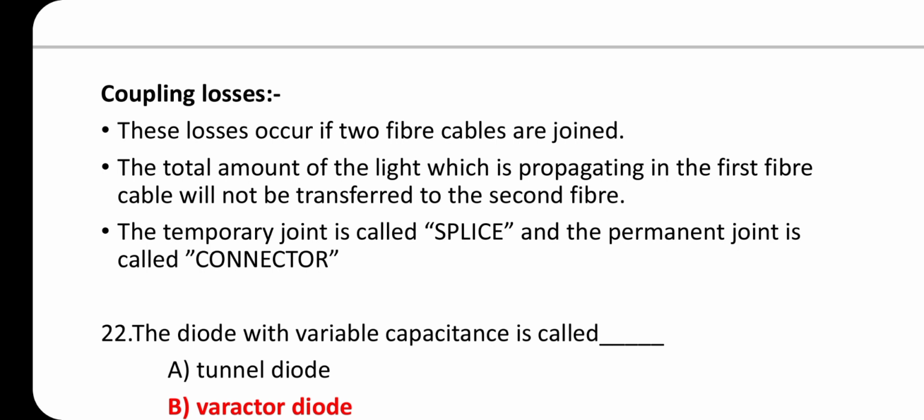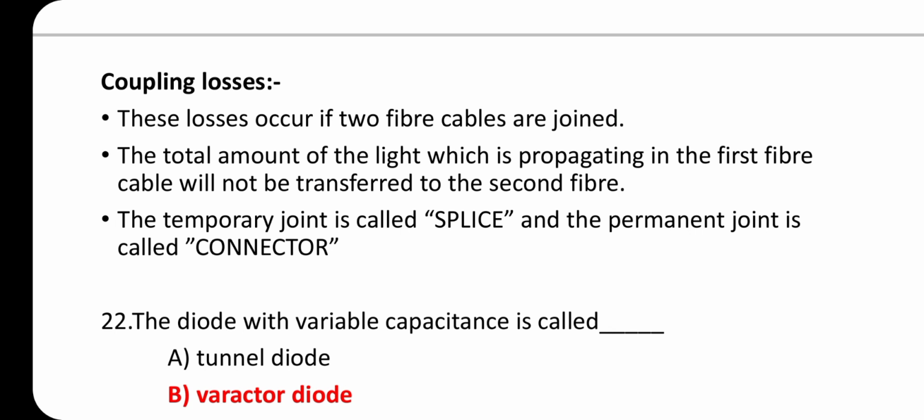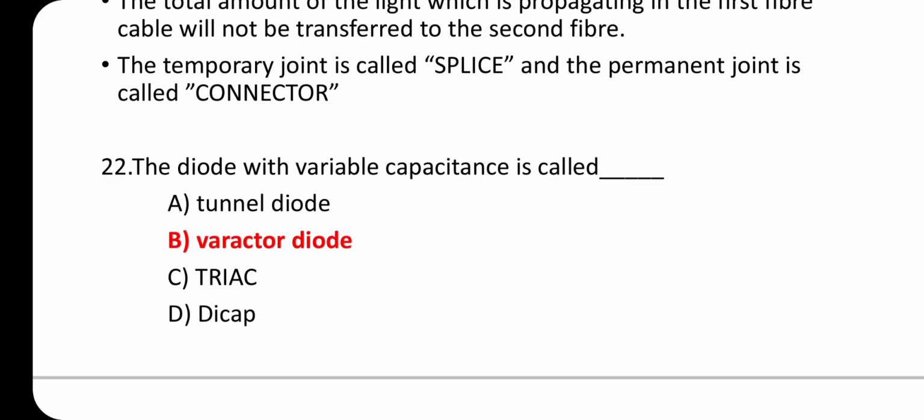Then what are coupling losses? These losses occur if two fiber cables are joined. The total amount of the light which is propagating in the first fiber cable will not be transferred to the second fiber. The temporary joint is called a splice and the permanent joint is called a connector.